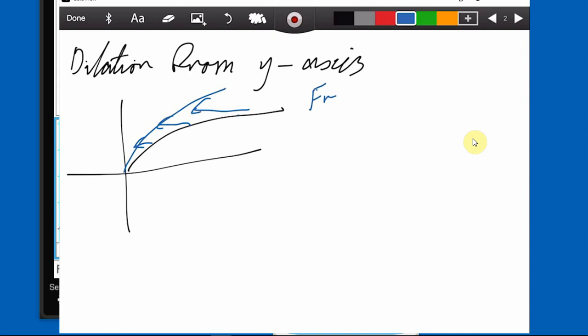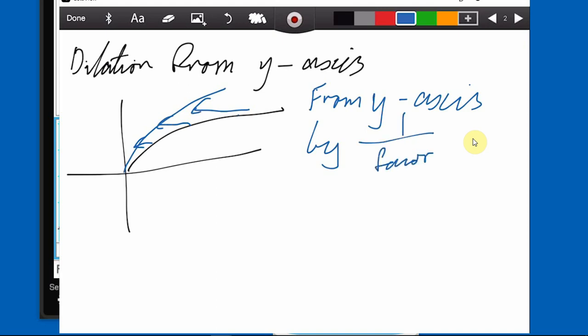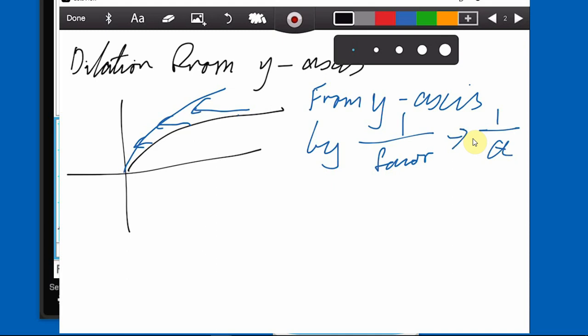So by this one here, we'd say it's a dilation from the y-axis by 1 on whatever our factor is. And in your textbook they use a as the factor, so by 1 on a. But how does that look in terms of your intercepts, or your x value I should say?